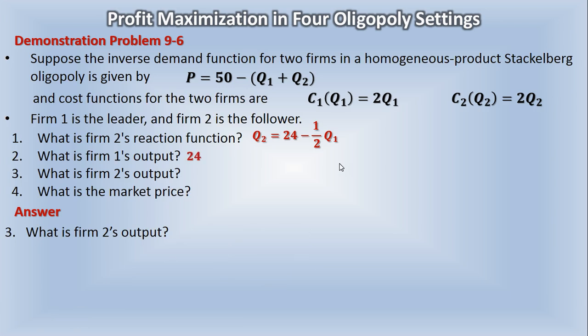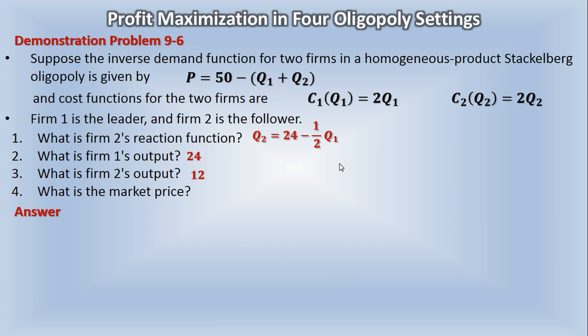And then to solve for firm 2's output, we have to plug in firm 1's output into the best response function for firm 2. So plugging in 24 in there gets us to 12 for the follower. So that is firm 2's output.